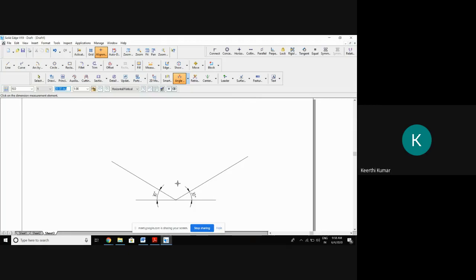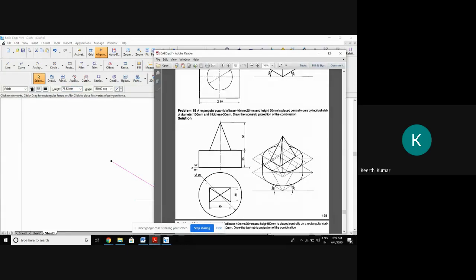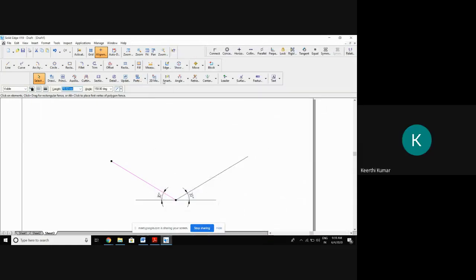What is the shape of the base of the cylinder? Circle. Correct. It is similar to the base of the cone. The cone base is also a circle, and now the cylinder base is also a circle. So to draw a circle here, what is the size of the box I am supposed to take? 100 into 0.8164. Yes, 100 into 0.8164.